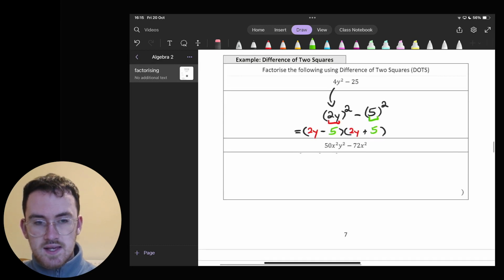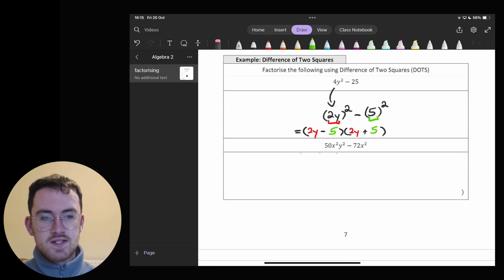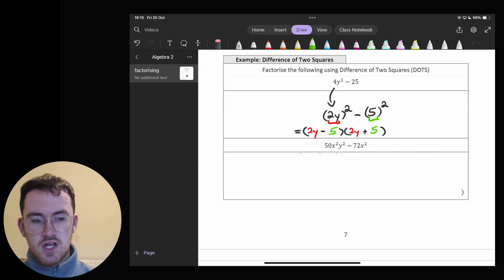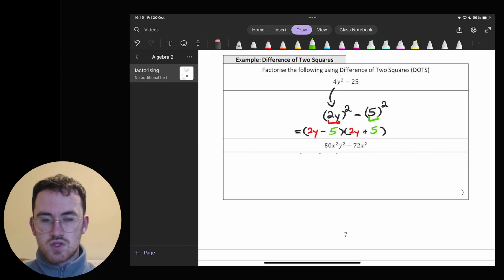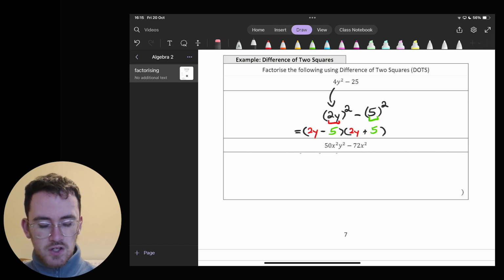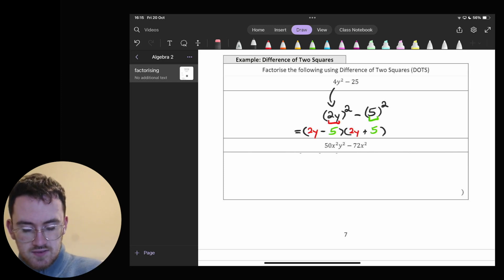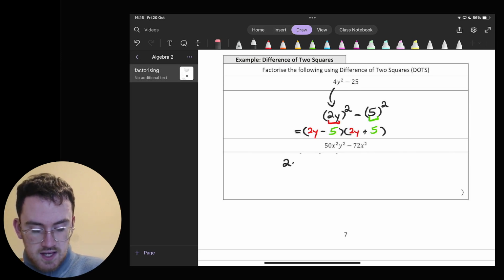For the second example here, we have 50x squared y squared minus 72x squared. Looking at the letters, it does look like it might be a difference of two squares, but the numbers do not line up with that. So we have to take out a highest common factor here. The biggest number that will divide into both of these is just going to be 2. So we're going to take out a factor of 2. And I can also take out my x squared, so I'll do that. That leaves me with 25y squared minus 36.